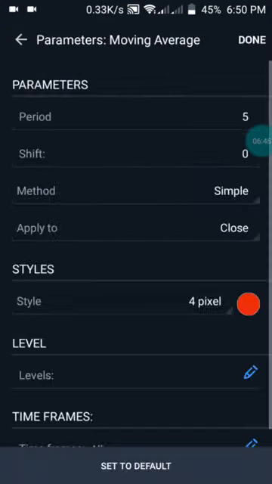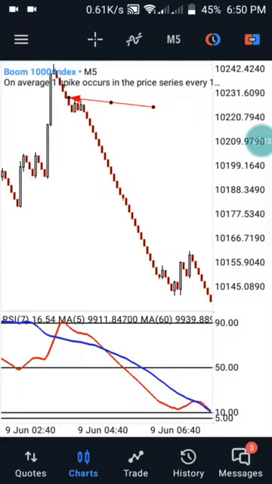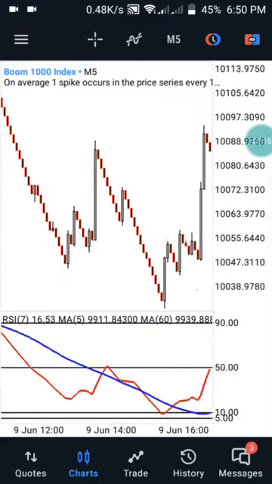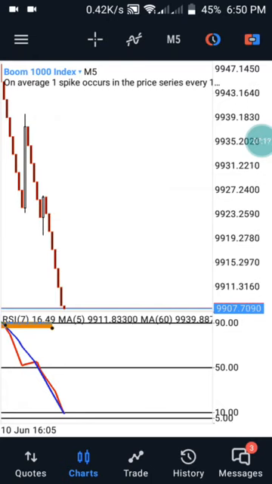Then we have the first moving average, which is the period of 5. We have our shift to be 0. We have our method to be simple. We have apply to close, and we have our style in red color. You see that? So we have the second moving average, which is the period of 60. We have our shift to be 0, our method to be simple. We have apply to close, and we have our style in blue color. So that is the settings. When you have these same settings, you will have it on your charts.